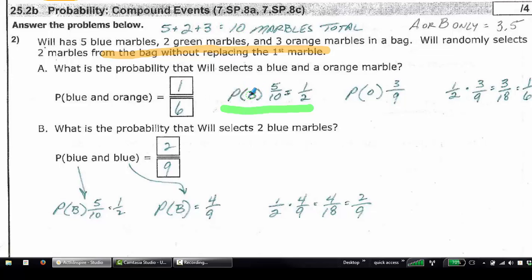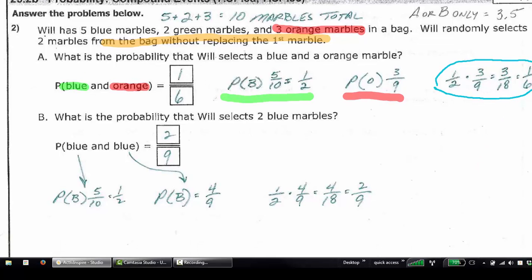So the chance of getting that blue marble ends up being 5 total blue out of 10. He doesn't put that back in the bag. So now when he goes to pick this orange marble right here, there are no longer 10 marbles in the bag. There are only 9 marbles in the bag. And 3 of them are orange marbles. So he has a 3 out of 9 chance. And then once we have those 2 independent probabilities, the probability of each item, we multiply them together to get our answer.